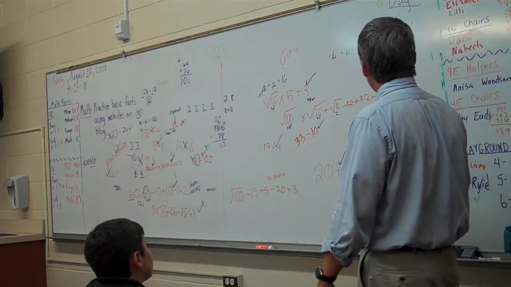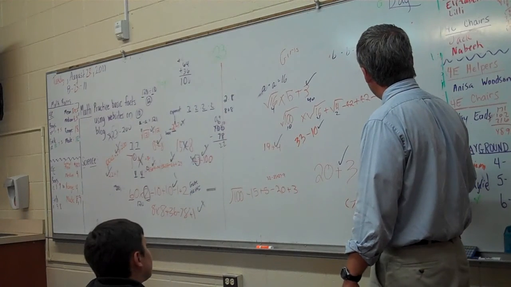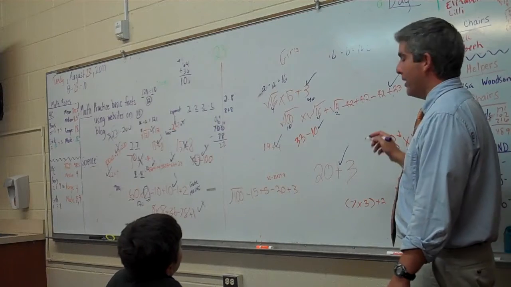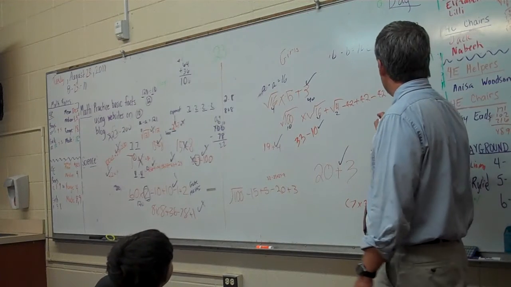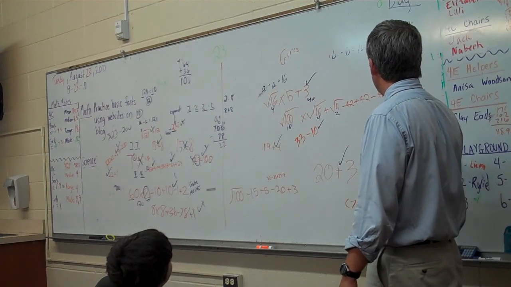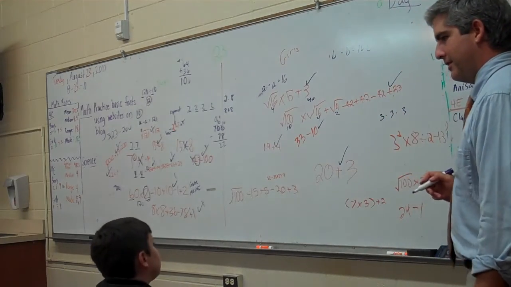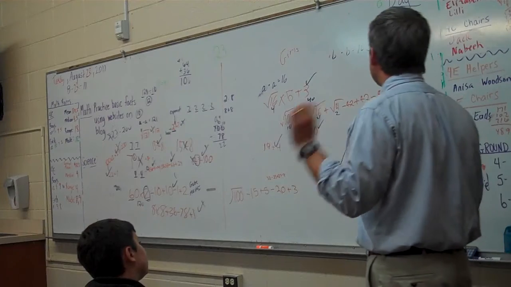minus 13. So we have an exponent here. How many factors am I going to have? 3. And what's each factor going to be? 3. So it's 3 times 3 times 3. 3 times 3, Gabby. 3 times 3 equals 9.